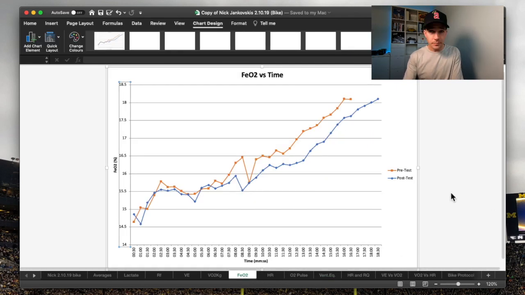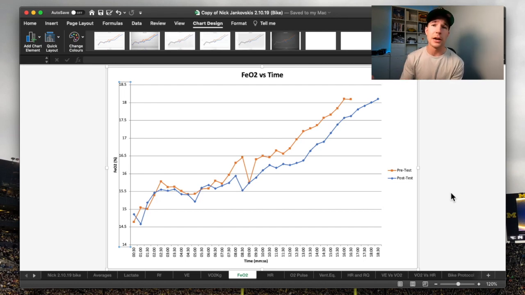If we have a look at our FeO2 change, didn't see a massive change in this. We saw a change. You can see that blue line has shifted to the right. And I've spoken about this before in previous videos in this series. We want all these lines to drop down lower typically and/or shift to the right-hand side of the graph, because what it means is we're getting the same physiological response for a higher exercise output.